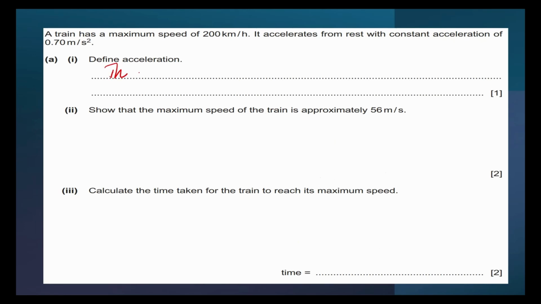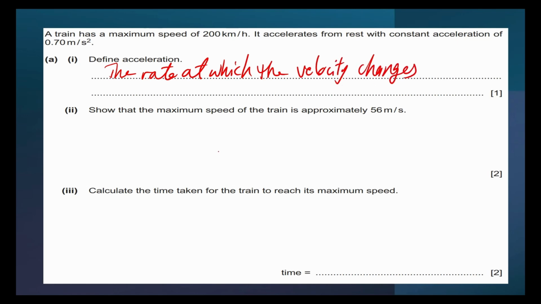Define the acceleration. We said once that it is the rate at which the velocity changes. Show that the maximum speed of the train is approximately 56 meter per second. They said here the maximum speed is 200 kilometer per hour. Does 200 kilometer per hour equal 56 meter per second? We will show this. We have to show this because they said show that.